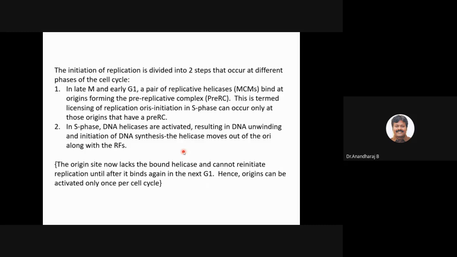After unwinding, it keeps going in the forward direction. You know that from the origin of replication, two helicases will bind. One is going in a clockwise direction, another one is going in an anti-clockwise direction. Bidirectional replication.